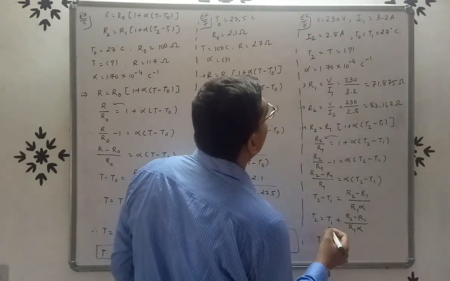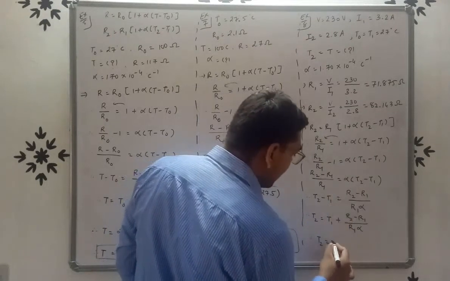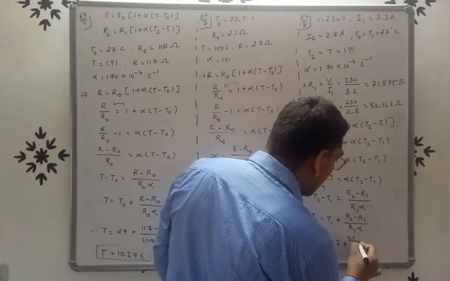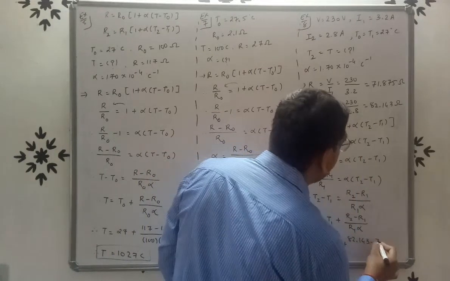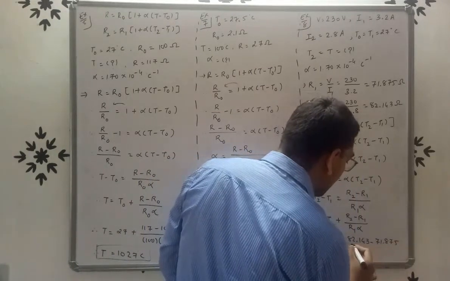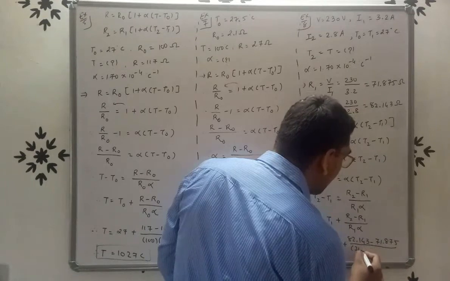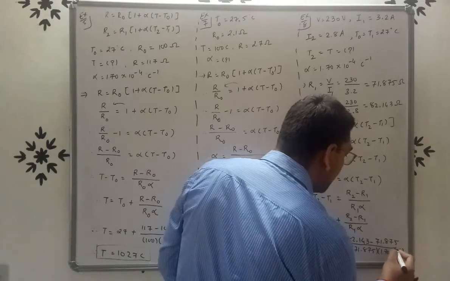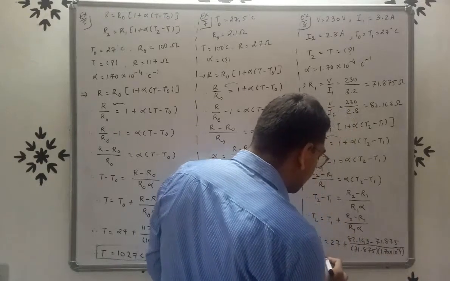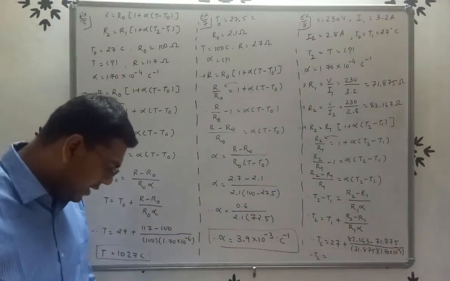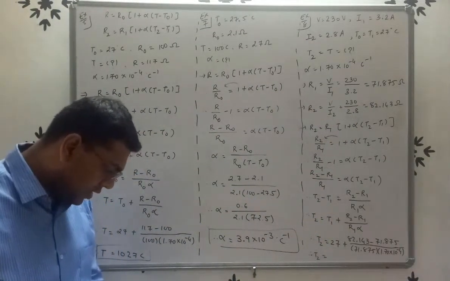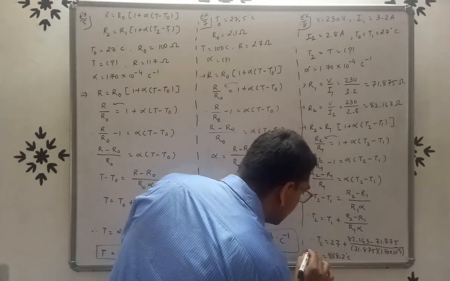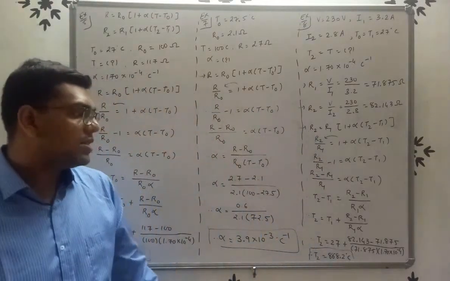Value of T1 is given, which is 27, plus value of R2, 82.143 minus 71.875, divided by value of R1, 71.875, alpha 1.70 into 10 raised to minus 4. Now if you calculate this, then you will get T2 is equal to 868.2 degree Celsius, right? So this is a very easy example.